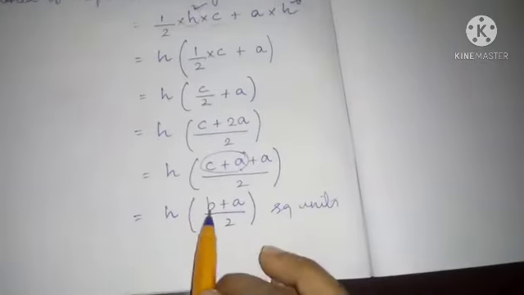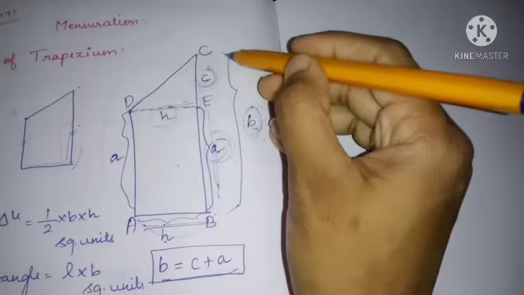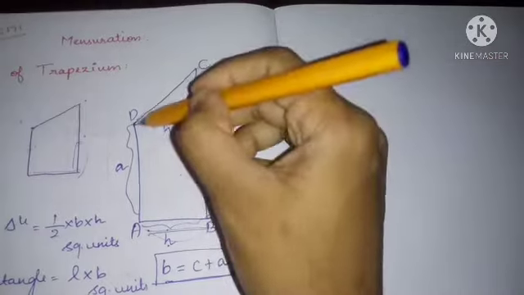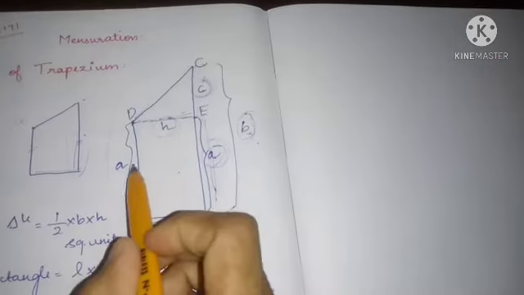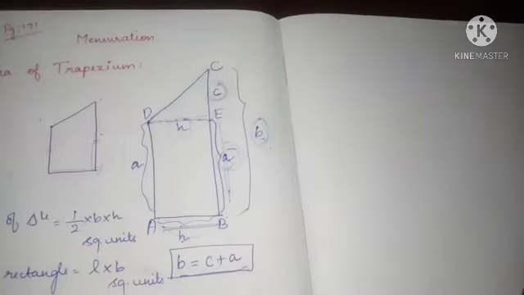So actually, what is B and what is A? B is one of the parallel sides. A is another parallel side. In a trapezium, one pair of sides is parallel. Which are the parallel sides?